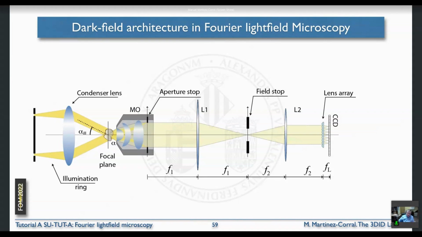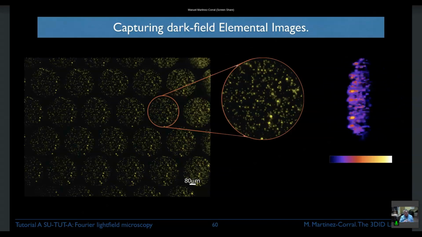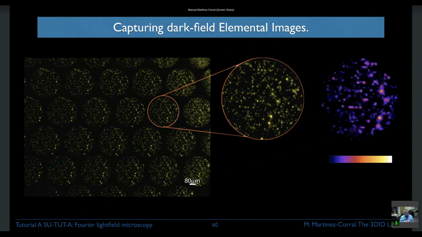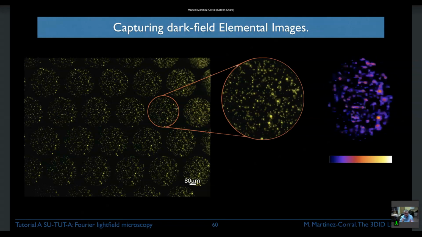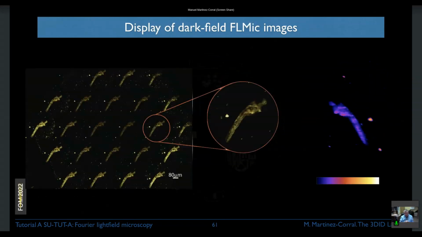You can take profit from all these facilities, for example, this. And this is one example, an experiment we did some time ago. These are the elemental images of soap bubbles, and this is what we obtained. This is a transparent sample. And this is the experiment with the Drosophila.